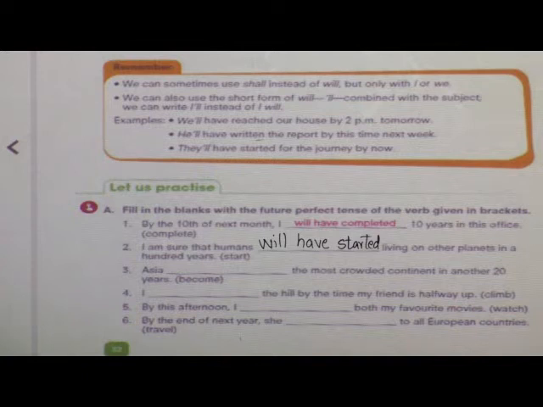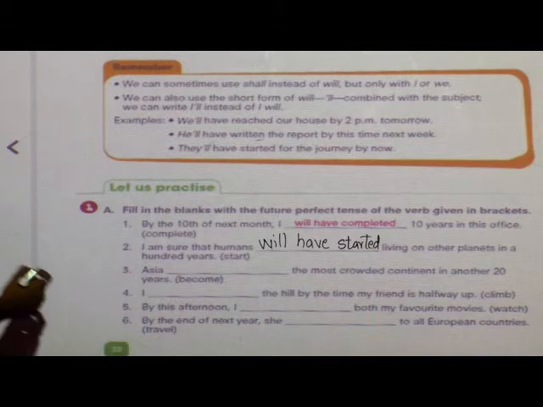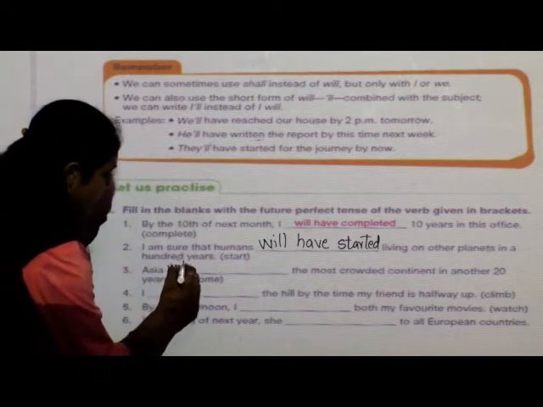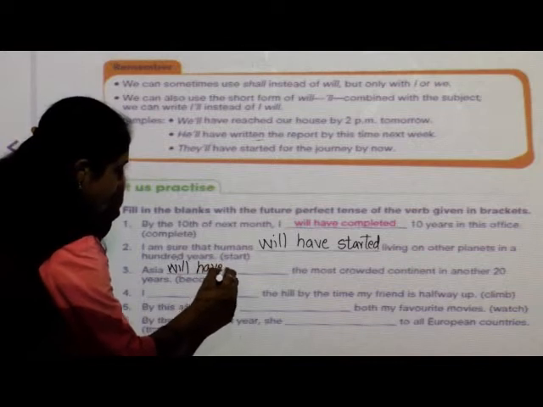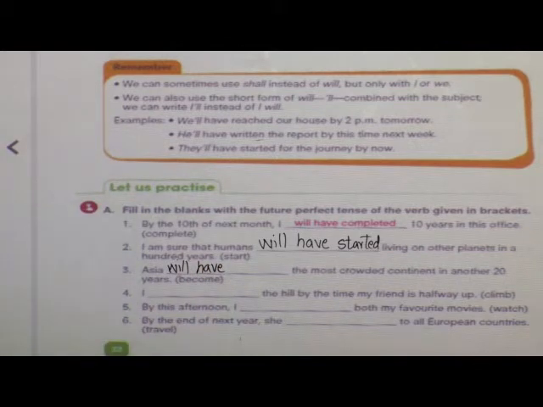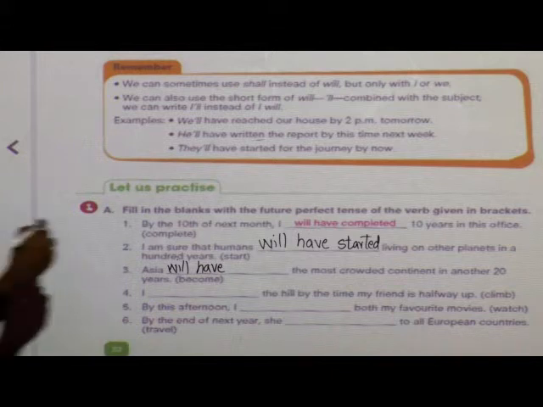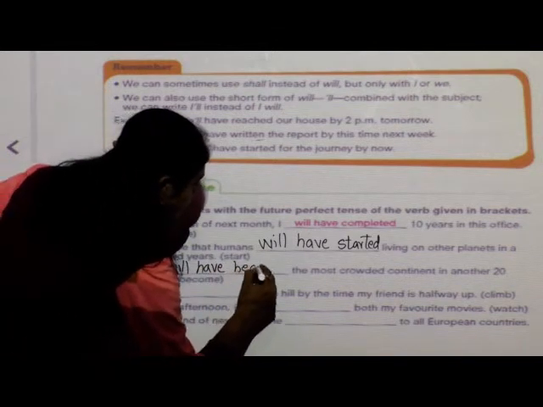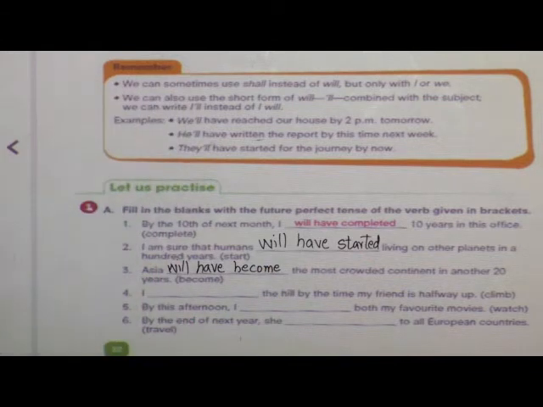Next, third one. Asia dash the most crowded continent in another 20 years. So how will we frame the sentence? Here again, Asia will have, what is the past participle of become? It will remain become. Asia will have become the most crowded continent in another 20 years.